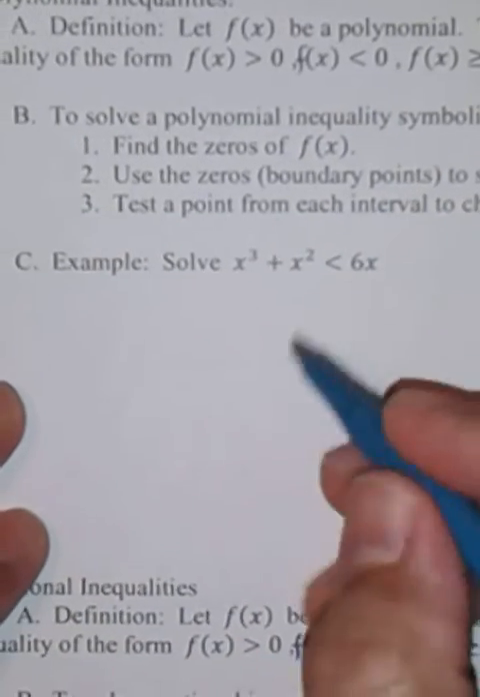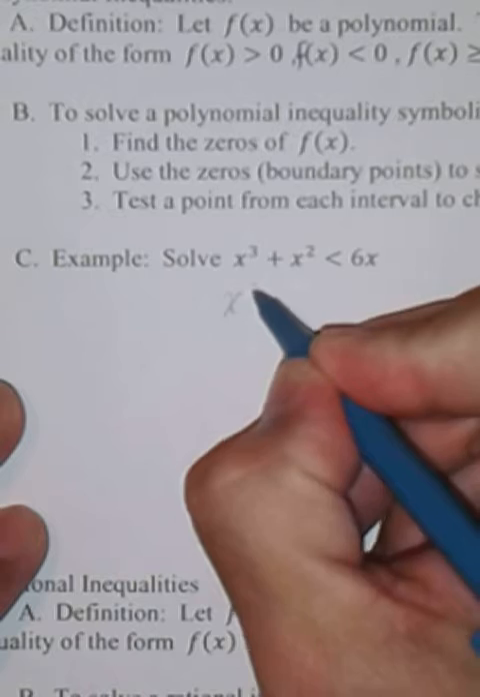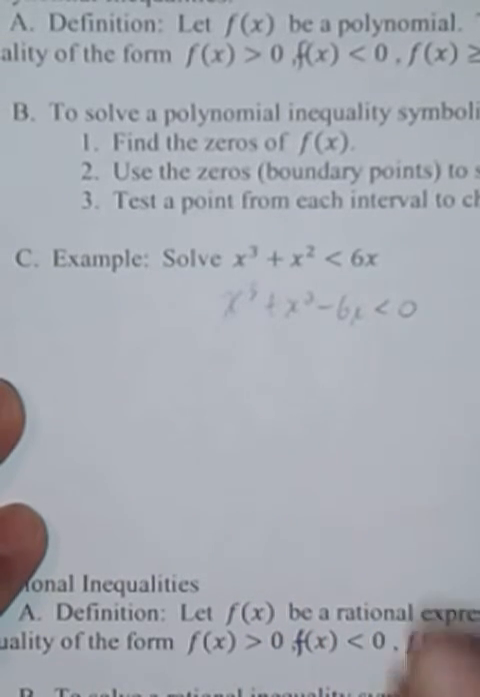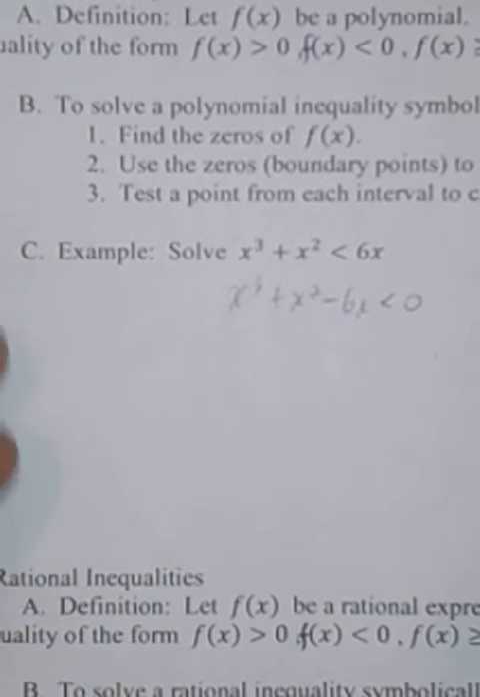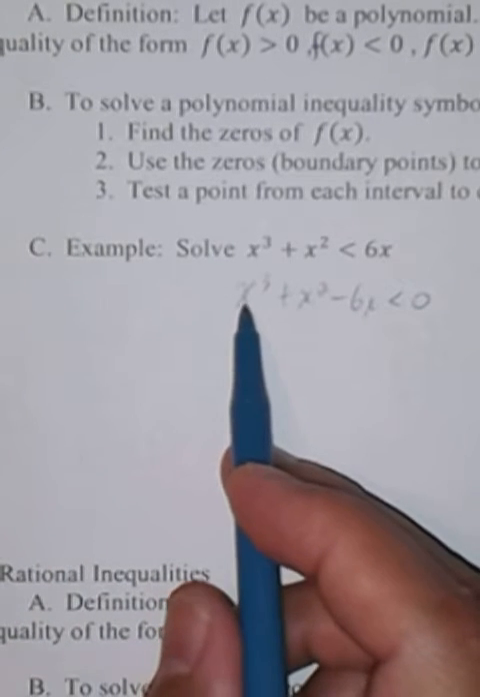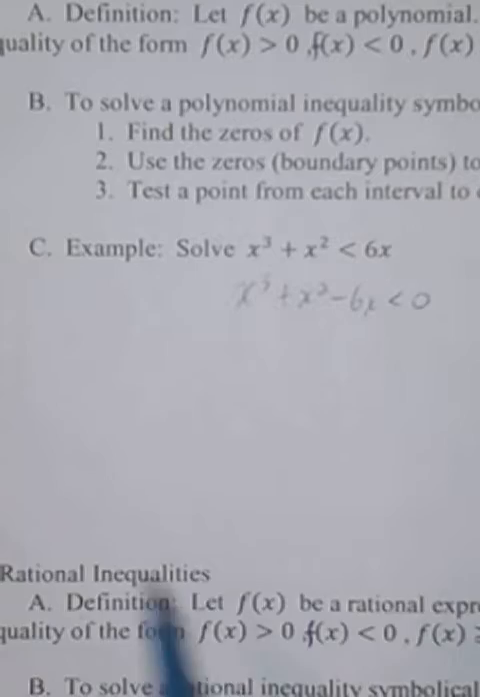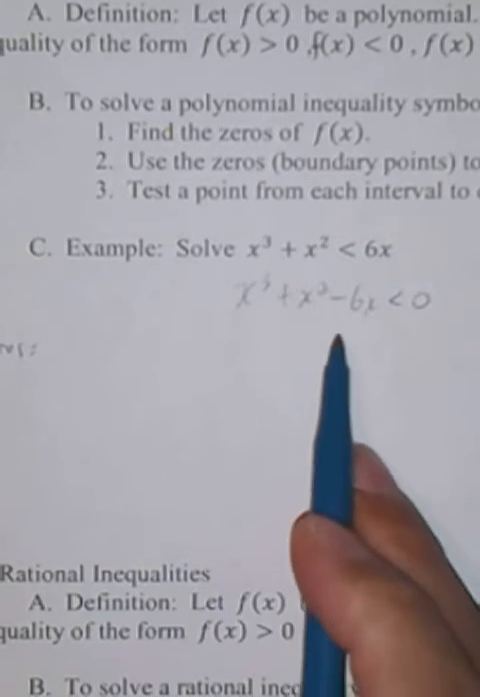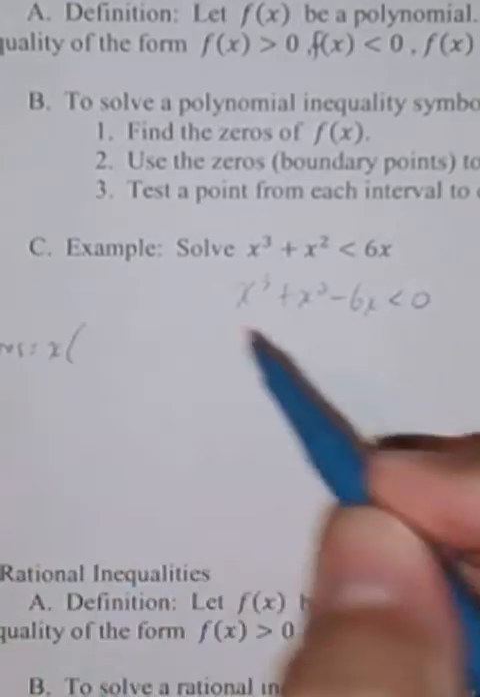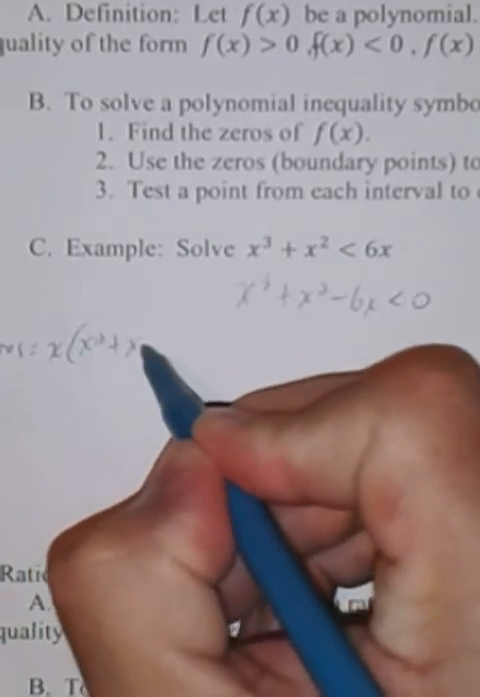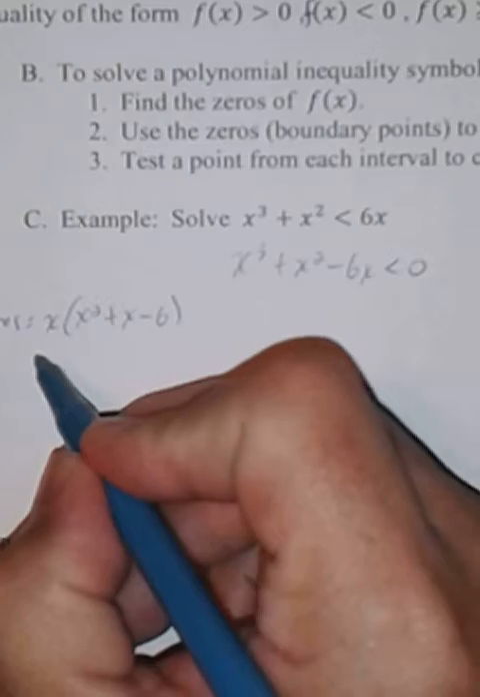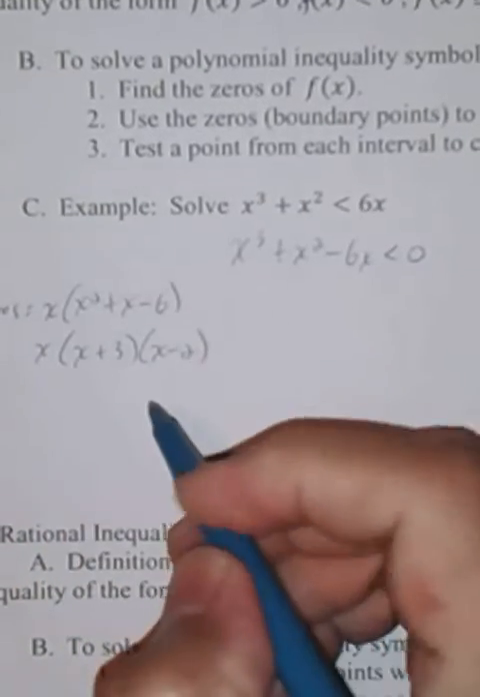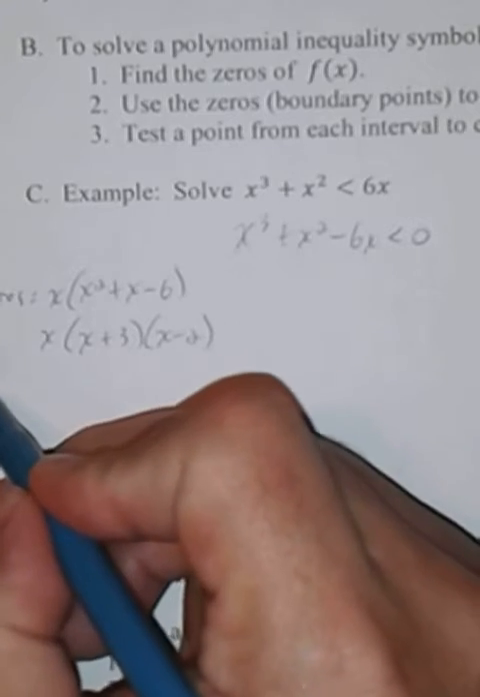Alright, so here I'm going to subtract 6x, so I have then x to the third plus x squared minus 6x is less than 0. And so my f of x is x to the third plus x squared minus 6x. I will find the zeros, and I can factor out an x first, and that leaves me x squared plus x minus 6, and I can factor that. This will be x times x plus 3 times x minus 2. So I have three factors, that means I have three zeros.